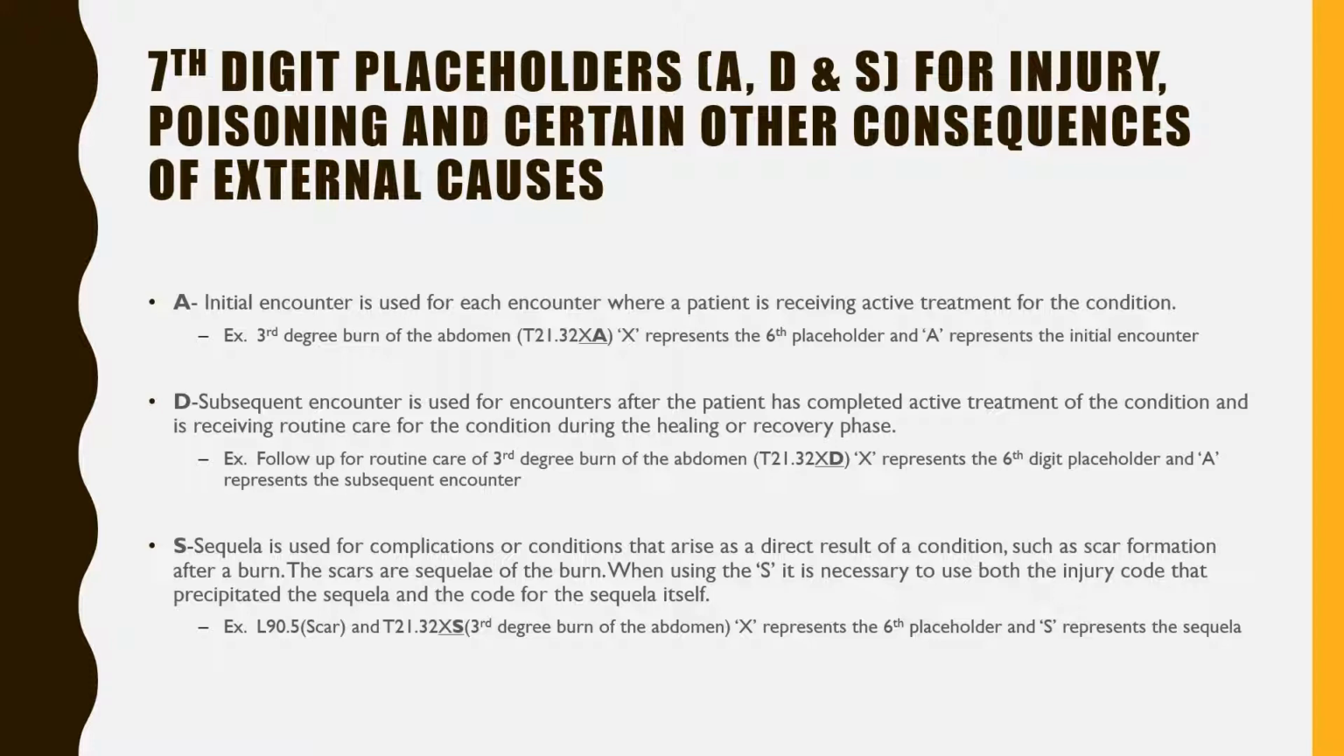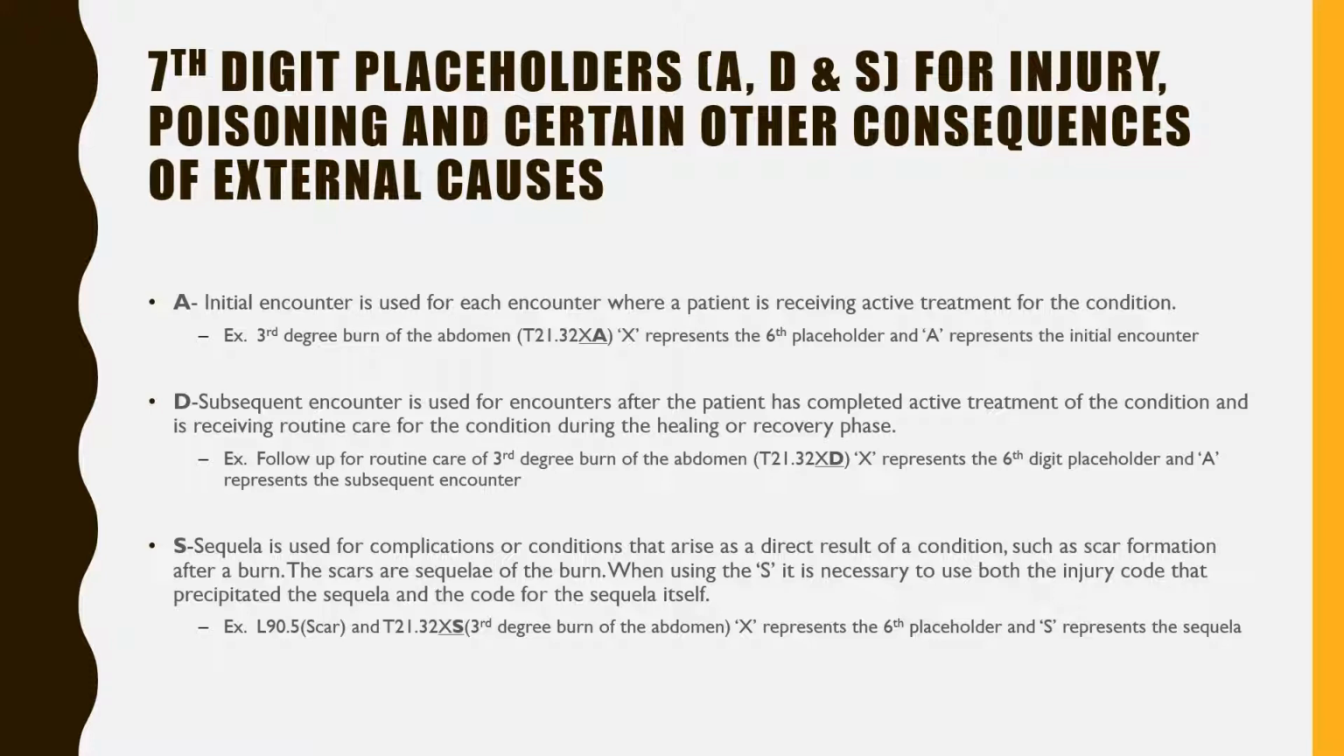And then the sequela, which is represented by the letter S, is used for complications or conditions that arise as a direct result of a condition, such as a scar formation after a burn. The scar is the sequela of the burn. When using the S, it is necessary to use both the injury code that precipitated the sequela and the code for the sequela itself. Here we're going to again use that 3rd degree burn of the abdomen, and I did not put my codes in the correct order here, but I just want to show you the actual codes that should be used for the particular encounter.